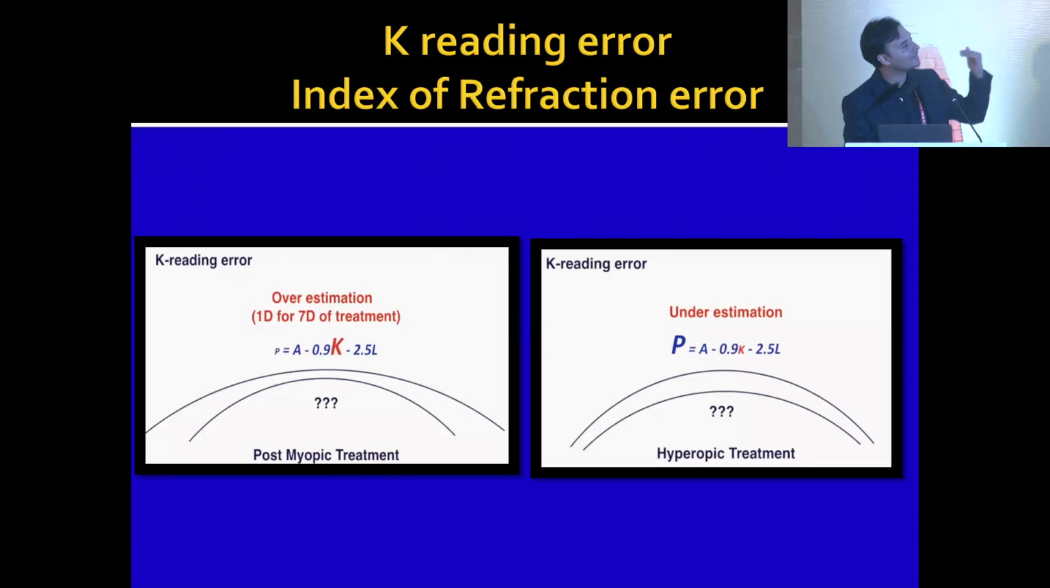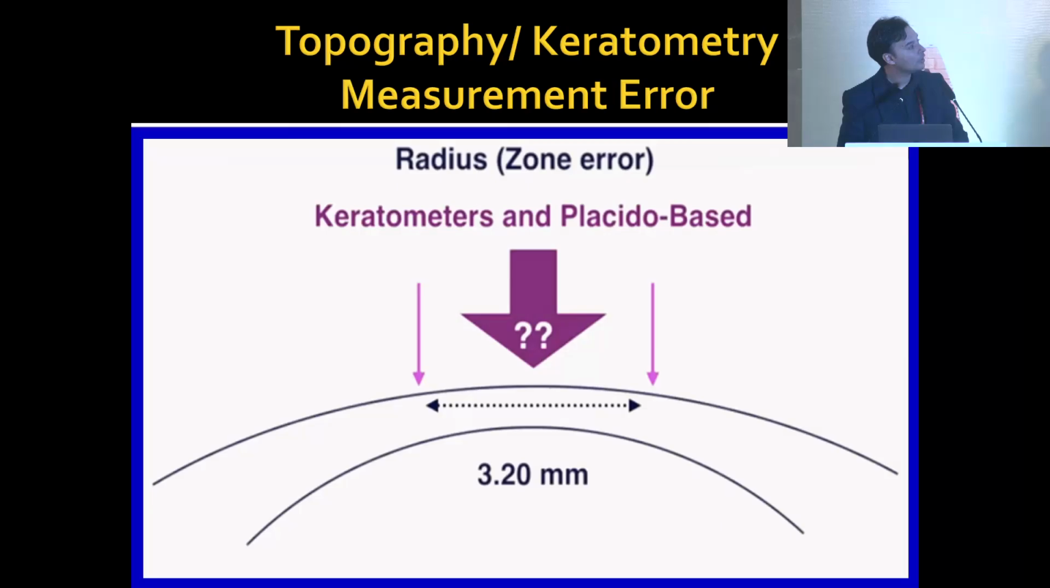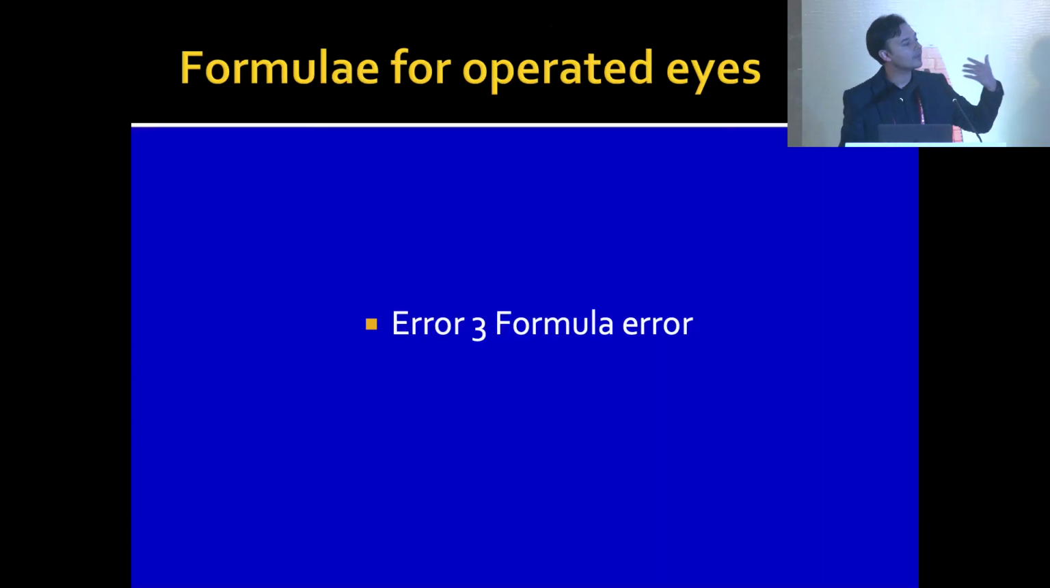And exactly the opposite thing happens in hyperopic patients. There is an underestimation of keratometry leading to overestimation of IOL power, leading to myopic surprises. The second error is the keratometry or instrument error, because we all know that if you want to know the keratometry for biometric purposes, it should be in the center of the cornea, but all these devices actually measure 3.2 millimeters away from the center of the cornea, and then they deduce what the keratometry should be in the center and extrapolate it.